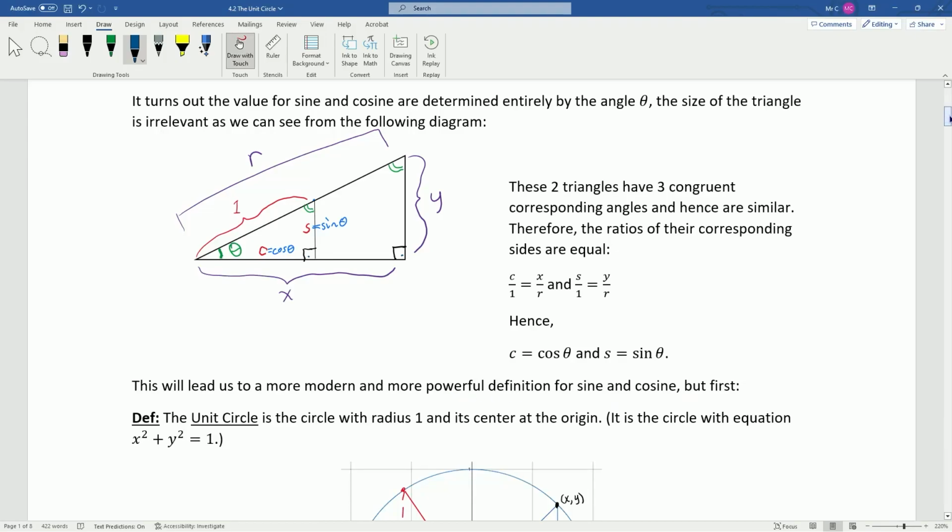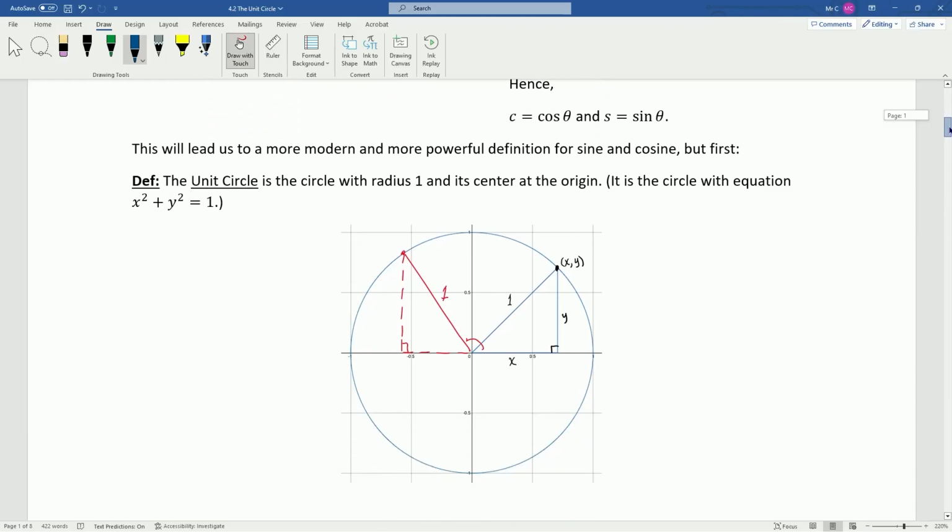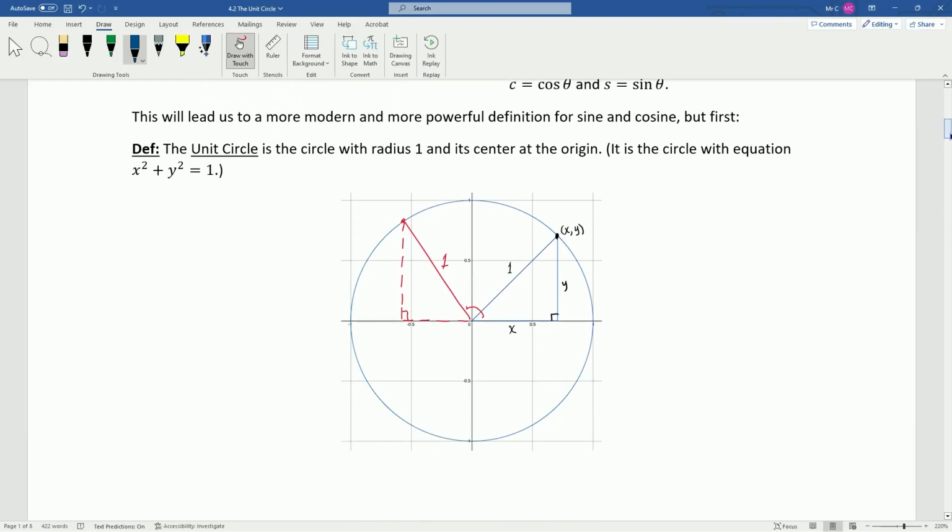But first, we have to define what the unit circle actually is. And the definition of the unit circle is actually very simple. The unit circle is the circle with a radius 1 and its center at the origin, which in other words means it's the circle with equation x squared plus y squared equals 1. So again, the unit circle is called the unit circle because its radius is 1 unit as opposed to multiple units.